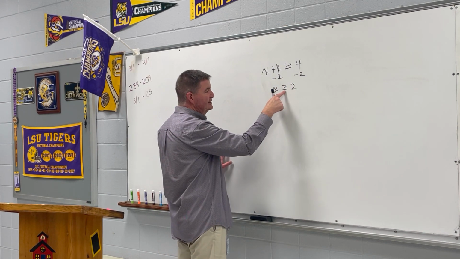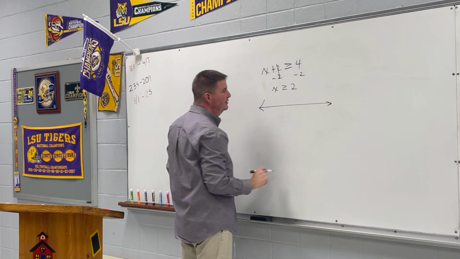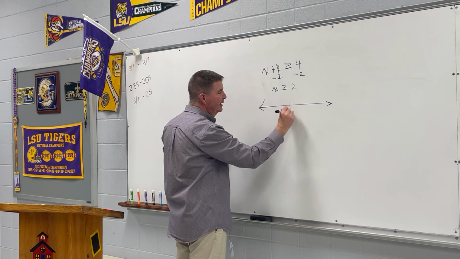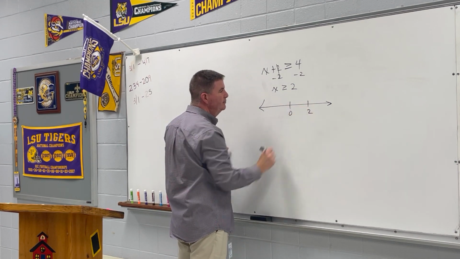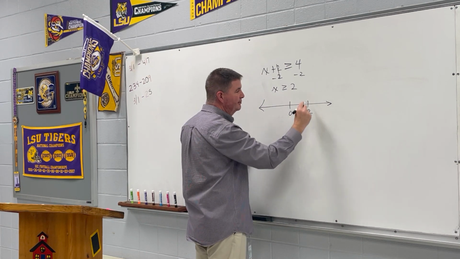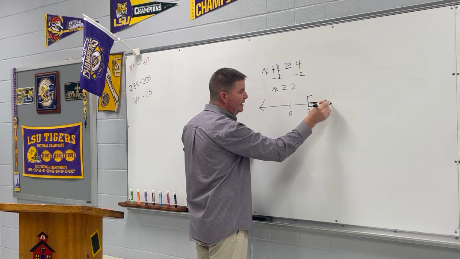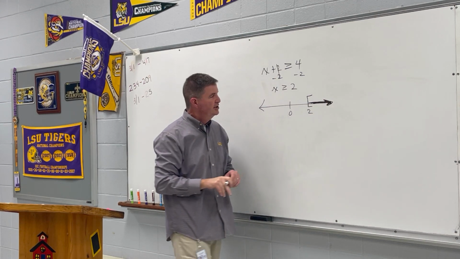Once I have this, this is called the inequality. So therefore we got what? 0, we're at 2. It's greater than or equal to 2. Greater than goes to the right. Greater than or equal to would be a bracket and a shade.